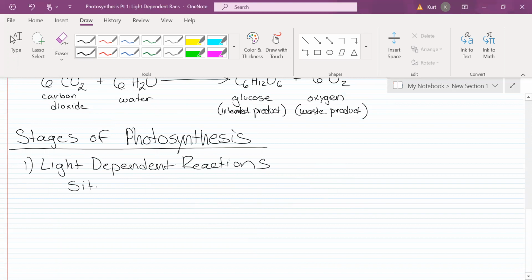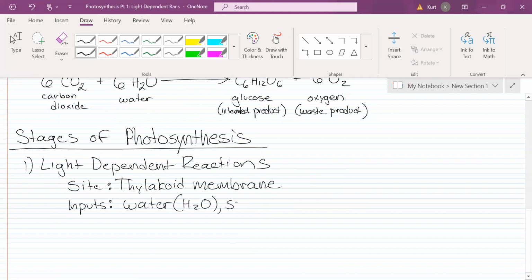So the site of the light-dependent reactions is going to be the thylakoid membrane. The inputs are going to be water, H2O, sunlight, your electron carrier NADP+, and ADP, adenosine diphosphate. Those are things that you will need in order for light reactions to occur.